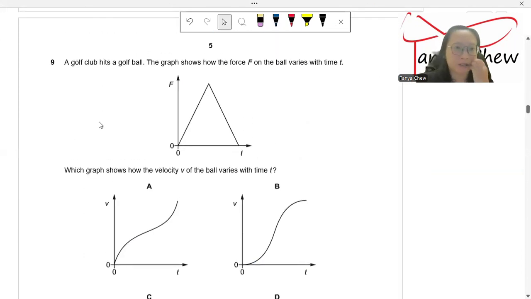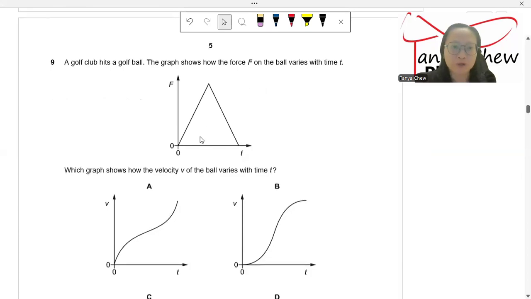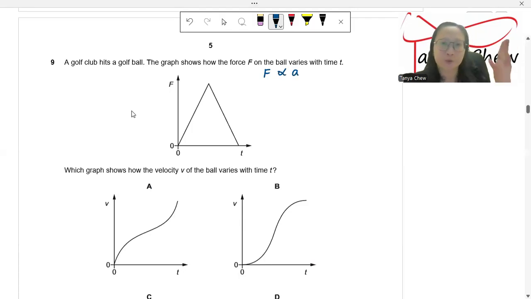Number 9. A golf club hits a golf ball. The graph shows how the force F on the ball varies with time t. Which graph shows how the velocity v of the ball varies with time t? Now, I want you to see this. Whenever there's a force, there is an acceleration. So in other words, I can say that force is directly proportional to acceleration. Force increases, acceleration will also increase.